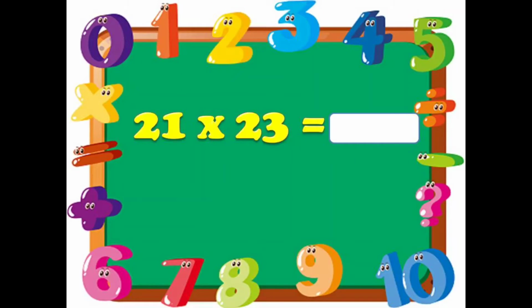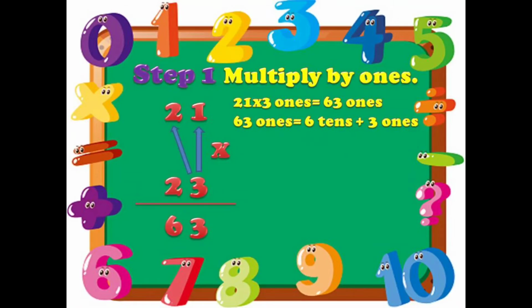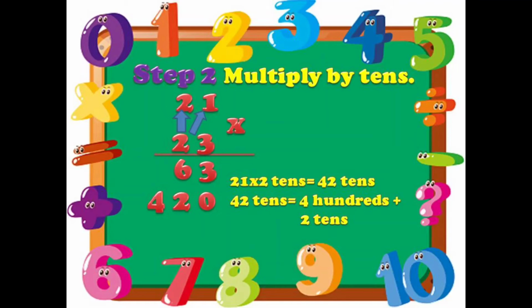Let's have another example. How about 21 times 23 is equal to blank? Step 1, multiply by ones. So 3 times 1 is equal to 3, and 3 times 2 is equal to 6. So 21 times 3 is equal to 63. Step 2, multiply by tens. So 2 times 1 is equal to 2, and 2 times 2 is equal to 4.